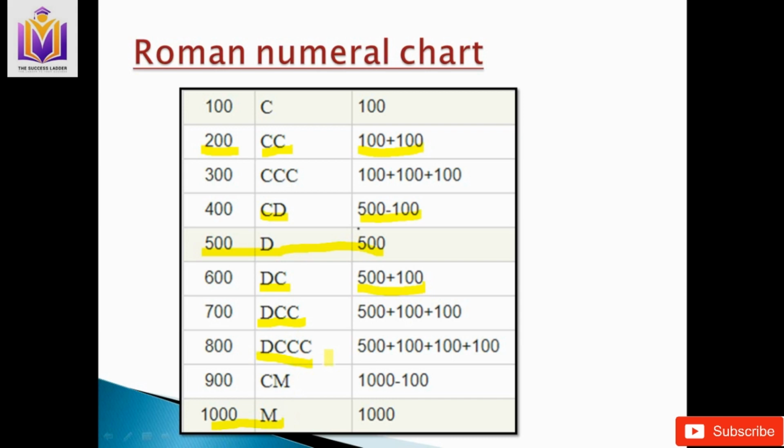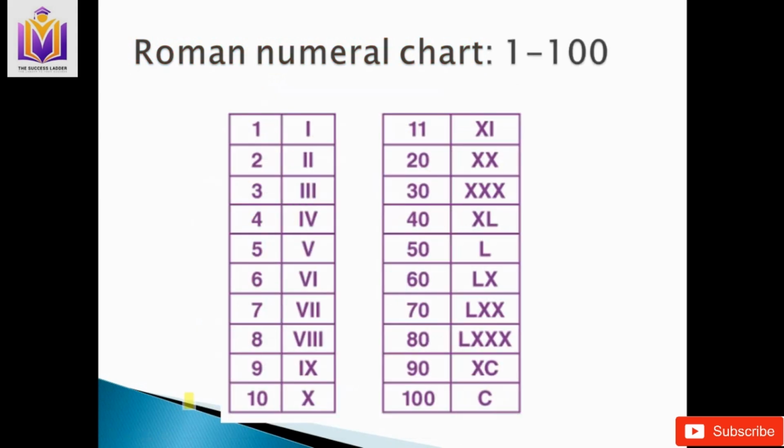Now coming on to 1000, we write M for 1000. And if I want to write 900, I can't repeat C 4 times here. That's why I will subtract 100 from this 1000. So if I subtract 100 from 1000, I will write CM. So CM denotes 900.